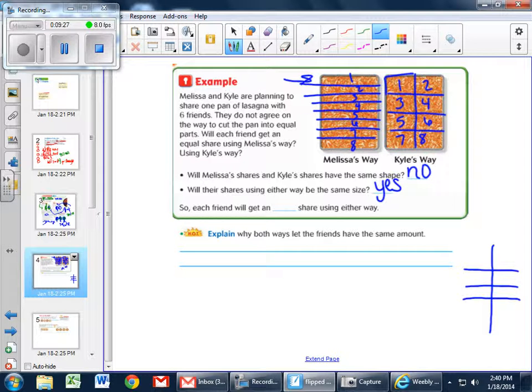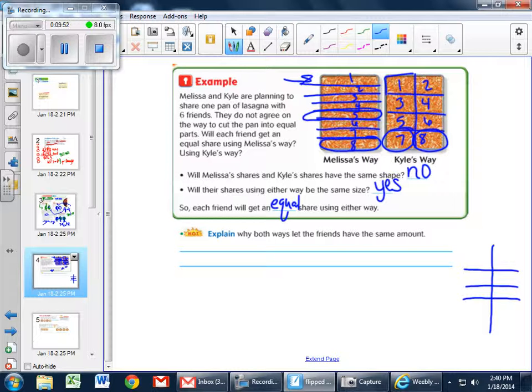So each friend will get an equal share using either one, because this piece in the drawing is the same as this piece. These two are the same size. So they're getting an equal piece. No one's getting a bigger piece than the other piece. It's just drawn out in a different way when she cut it. Okay? So explain why both ways let the friends have the same amount.